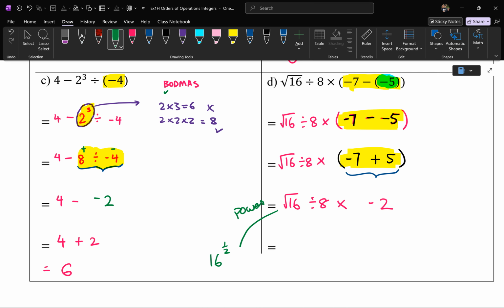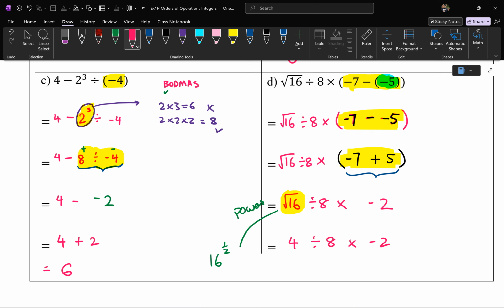4, because square root means what do you times itself to get to 16? Okay, so we go 1 times 1 is 1, 2 times 2 is 4, 3 times 3 is 9, 4 times 4 is 16. So that's why we know root of 16 must be 4. So here I can say, all right, so the next part is after brackets is order. So that one comes next. So this is 4 divided by 8 times -2.